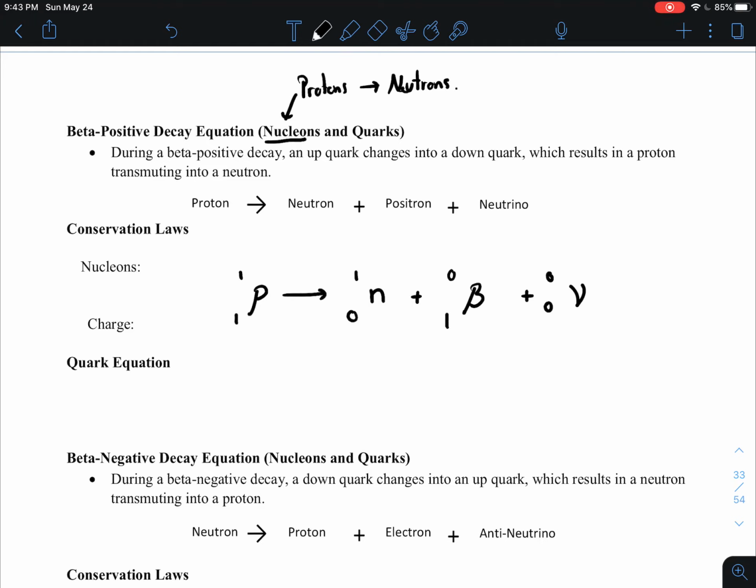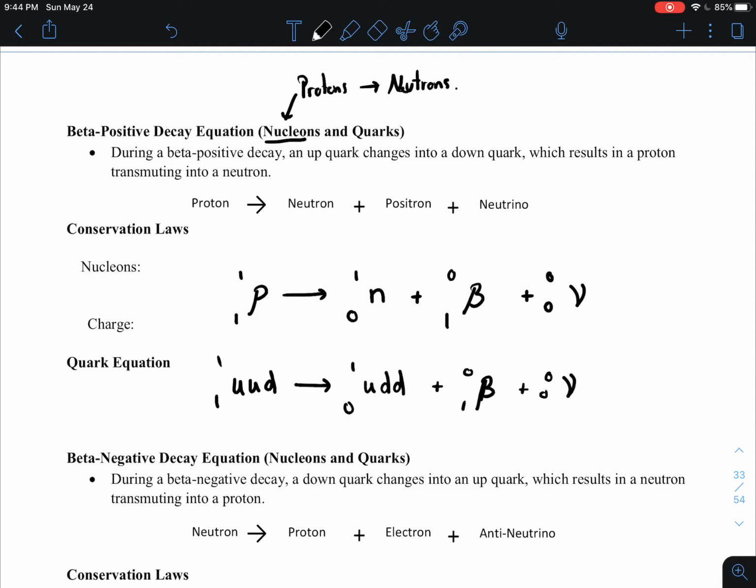So that's all great. But remember, we mentioned earlier that a proton is actually made up of 2 ups and a down. So another way you can write this is by saying, well, an up, up, down, which has a 1, 1 charge, converts into a 1, 0, up, down, down, plus a beta positive and a neutrino.